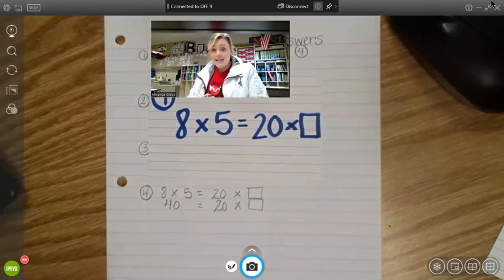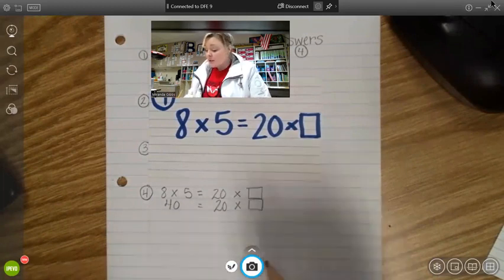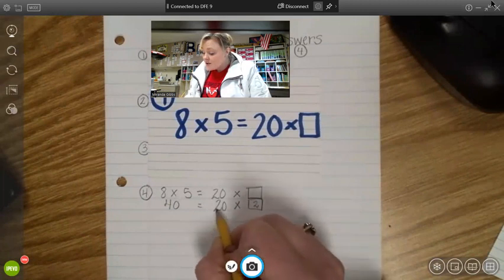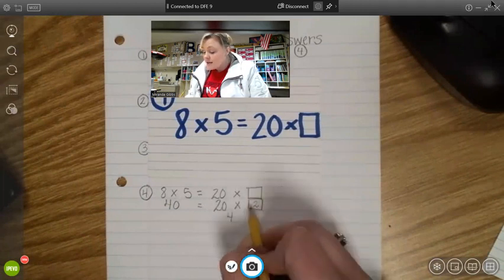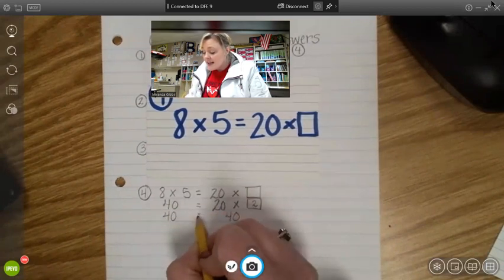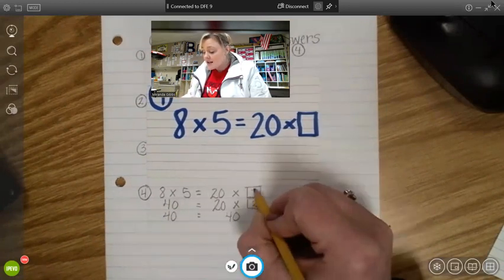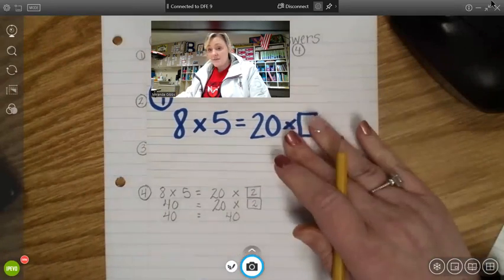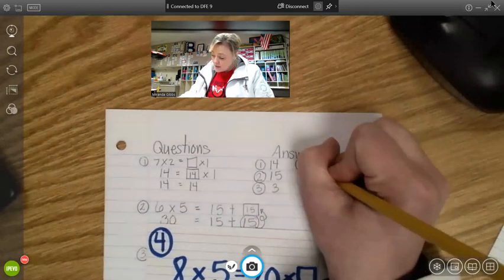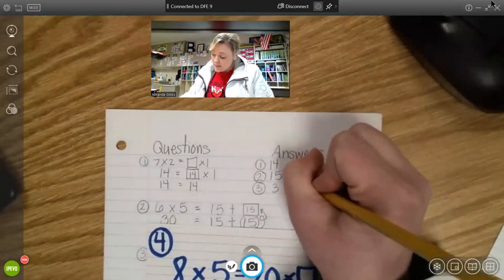How many 20s will make 40? 2. 20 plus 20 is 40. So we multiply 2 times 20. And that 2 times 2 is 4. 0 times 2 is 0. So there's our 40. 40 is the same as 40. So my answer is 2. Let me go back up to my answers at the top. You can see right here. And I'm just going to put the whole number 2. I'm going to go to problem number 5.